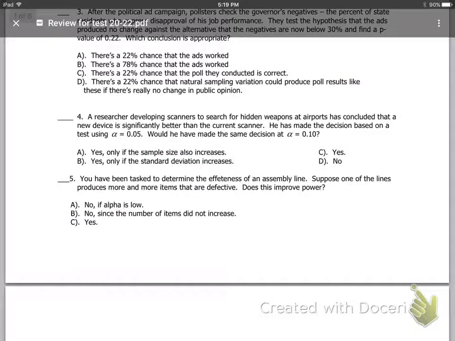Okay, so let's go with number 4, and they're talking about scanners. And they decided to go with the new scanner. All right, so they're going to go with the new scanner. That means they reject H0. Now, if they reject H0, that means that the p-value is between 0 and alpha.